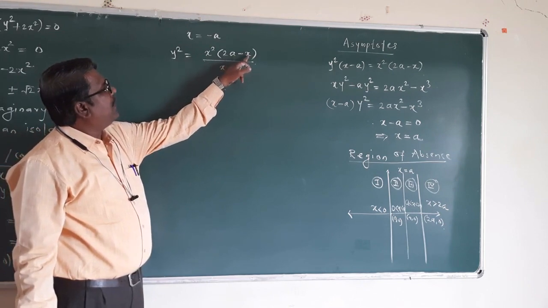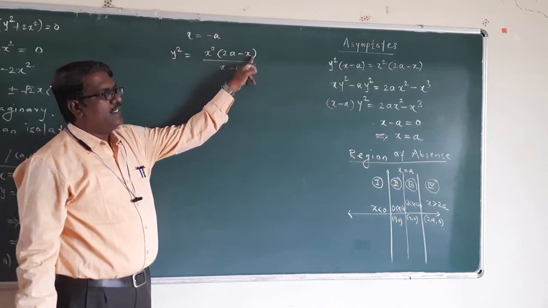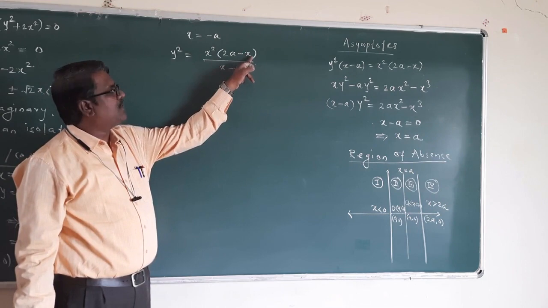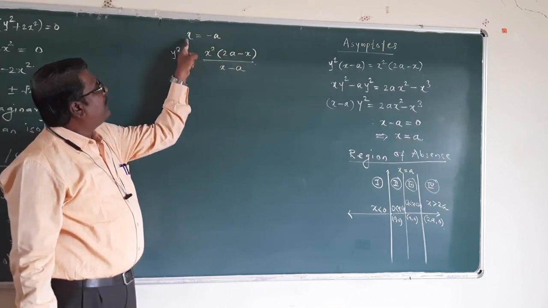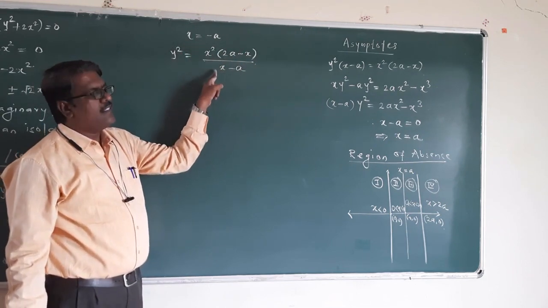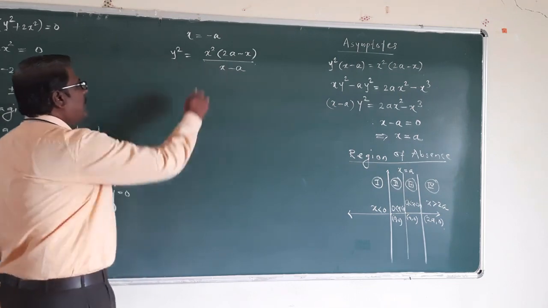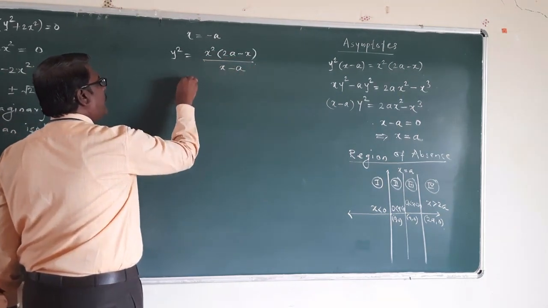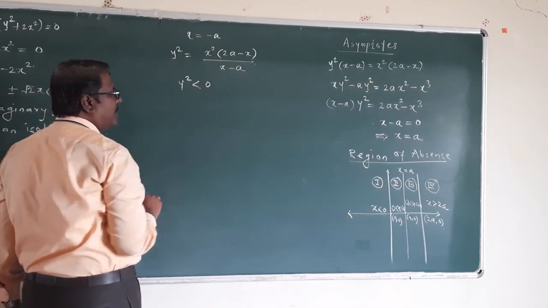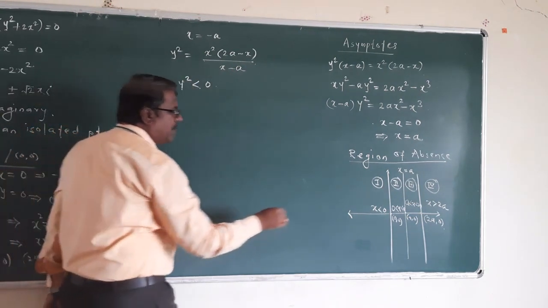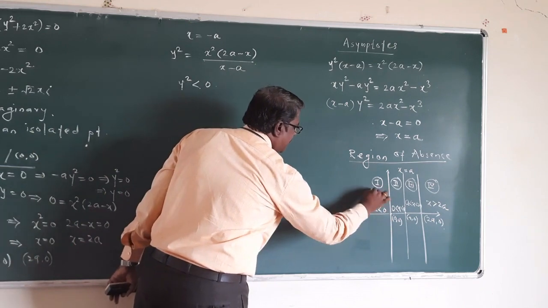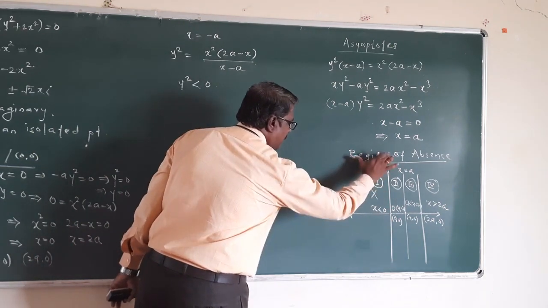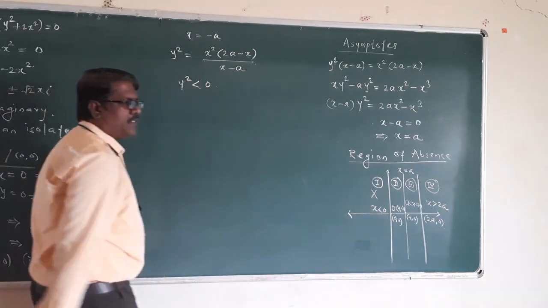2a minus x, but the value of x is minus a. So minus of minus will be plus, so this is positive. And when x is minus a, this is negative. And therefore positive divided by negative, and therefore y square is negative. If y square is negative, the curve is absent in this partition. So in the whole partition the curve is absent.